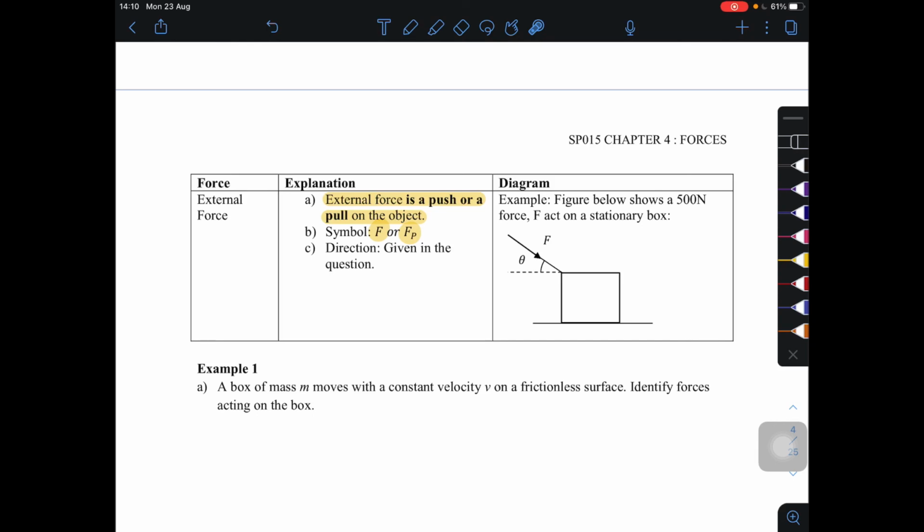Okay, so we will look at the example in the next video. So that's all for the types of forces.